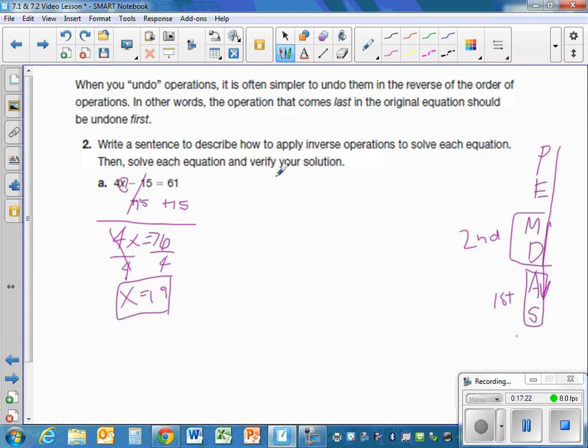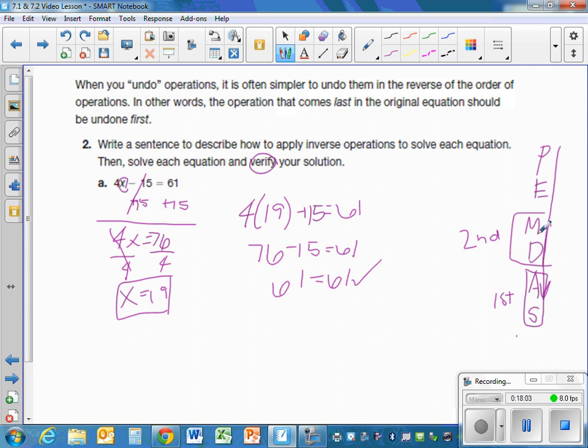The problem also wants us to go through and verify. So we're going to plug 19 in for x into the original equation. So we have 4 times 19 minus 15 equals 61. 4 times 19 is 76. 76 minus 15 is 61 equals 61, and that checks out. So go ahead and remember to work backwards through your order of operations. Do any addition or subtraction first, and then go through and undo your multiplication or division.